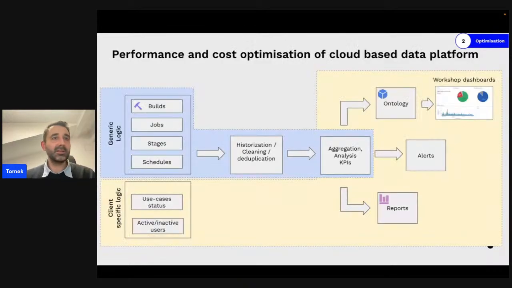So a quick glance at the architecture of this solution. I won't go into details, but the idea was, again, you collect data about your bill, jobs, schedules, you add some client-specific domain data like statuses of use cases, list of users, and you combine that in one data set, and then you run an analysis on top of it, and you can build dashboards, you can alert, you can build reports, and you can provide actionable insights.